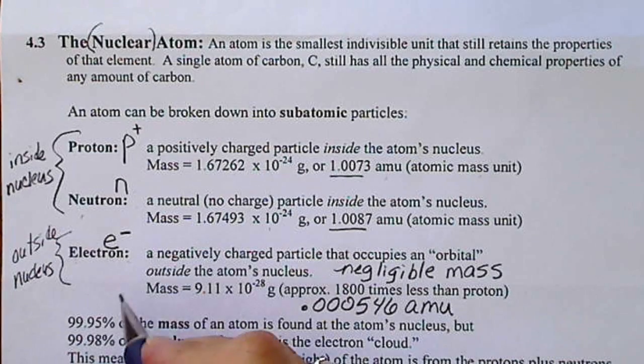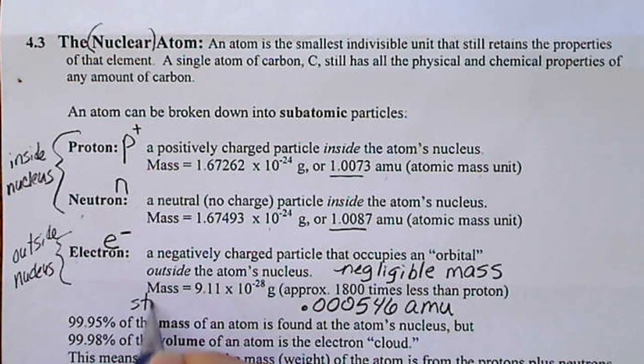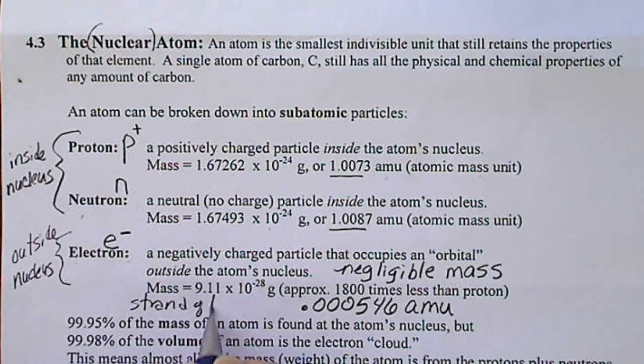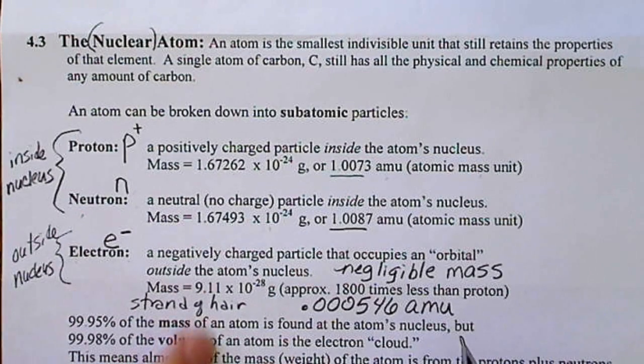An electron is similar to like a strand of your hair. So if I weigh myself on a bathroom scale, my weight is not going to change if I pluck out one of my hairs. So even though one hair does have mass, it's so much smaller than me that it really doesn't change my mass.